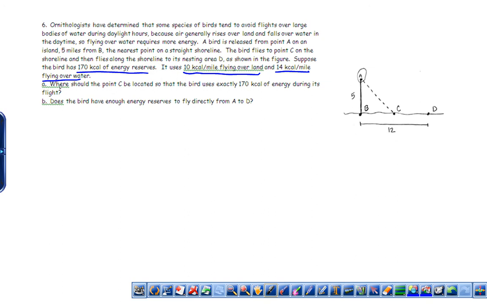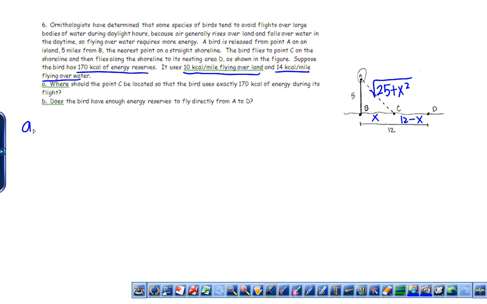So we need to figure out some information. We've got 5 here. We've got a 12. How about we say this is x. Therefore, this would be 12 minus x. If I use Pythagorean, AC would be the square root of 25 plus x squared. So now we know this AC and this one, so we can go ahead and use an equation.